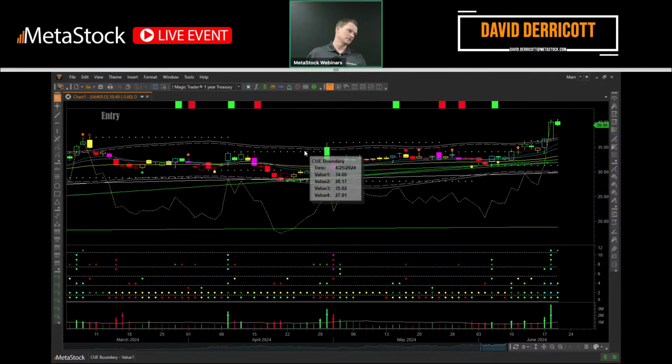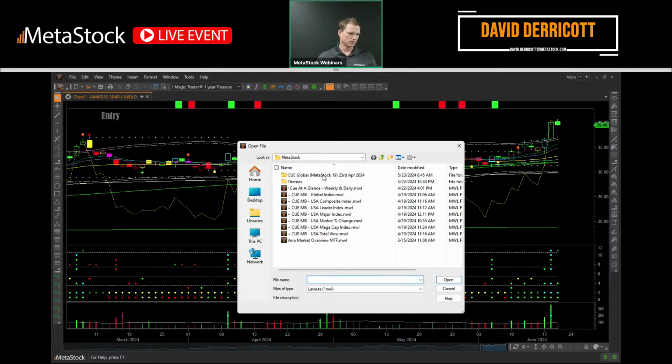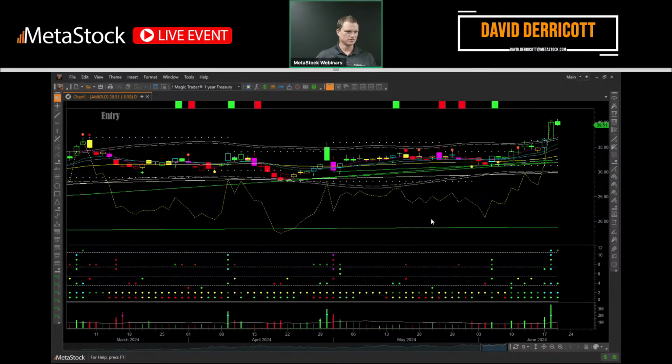And that's what's actually nice, because he's got this other template called the at a glance. It's got the Q at a glance that shows both your weekly and daily. Now, let's just try and open it and see, hopefully it doesn't crash MetaStock, because sometimes when I present, it doesn't play nice, is what I would say.